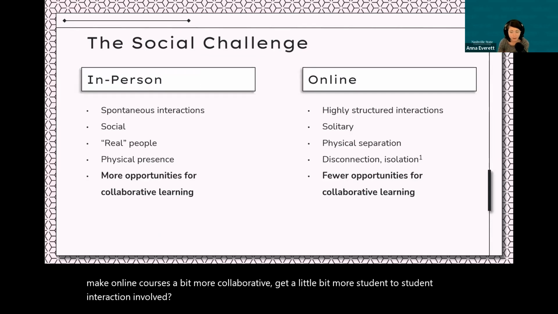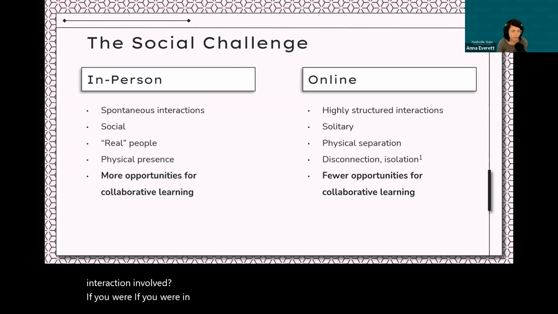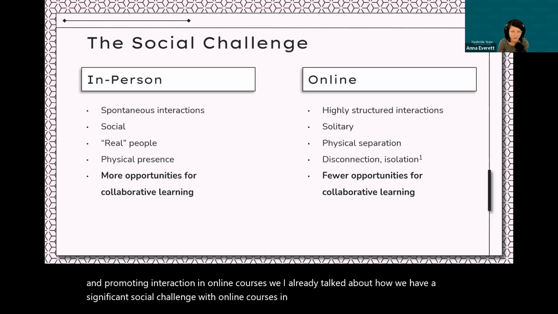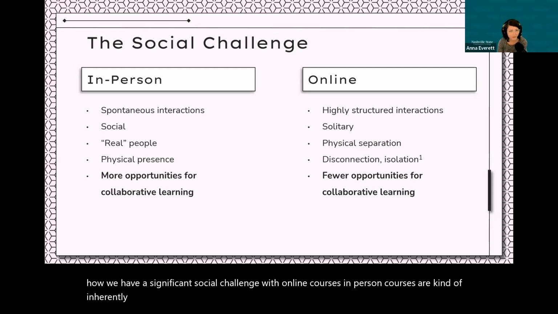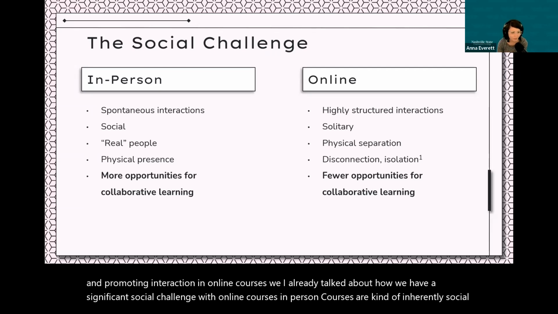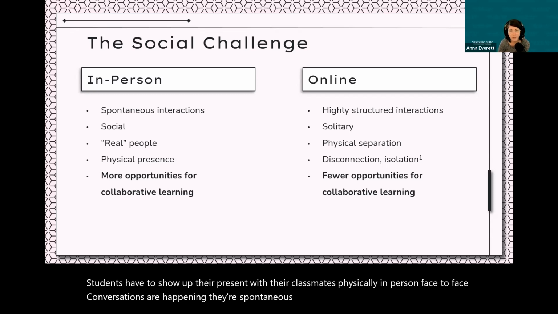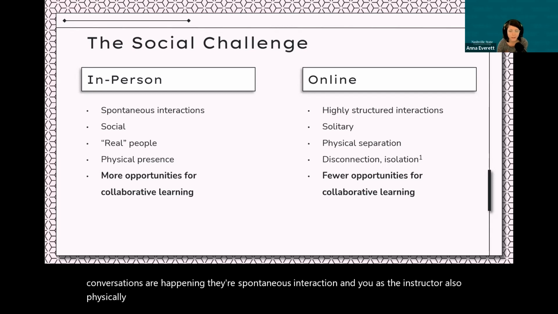If you were in my talk yesterday about promoting community and interaction in online courses, I already talked about how we have a significant social challenge with online courses. In-person courses are inherently social. Students have to show up. They're physically present with their classmates. Face-to-face conversations are happening. There's spontaneous interaction, and you as the instructor are also physically present, so you can more actively facilitate.